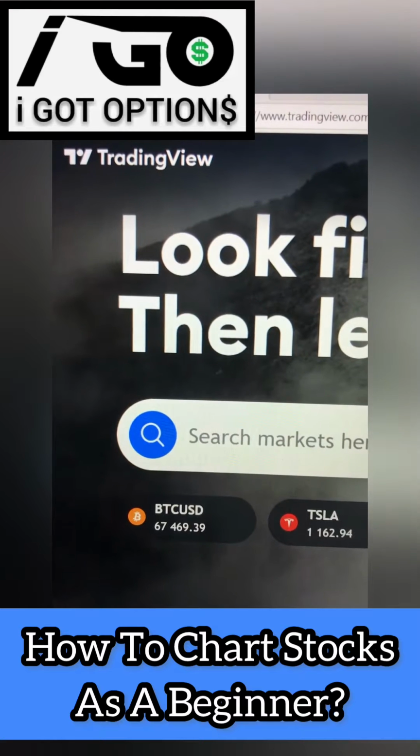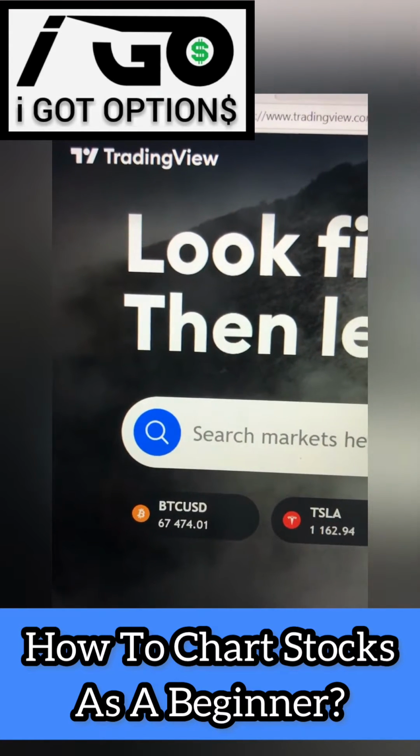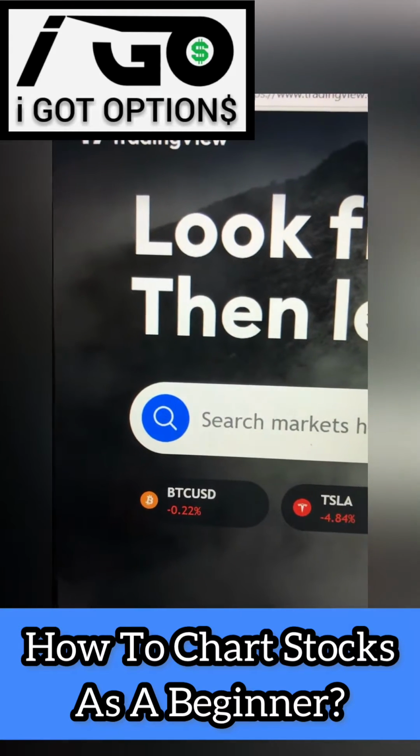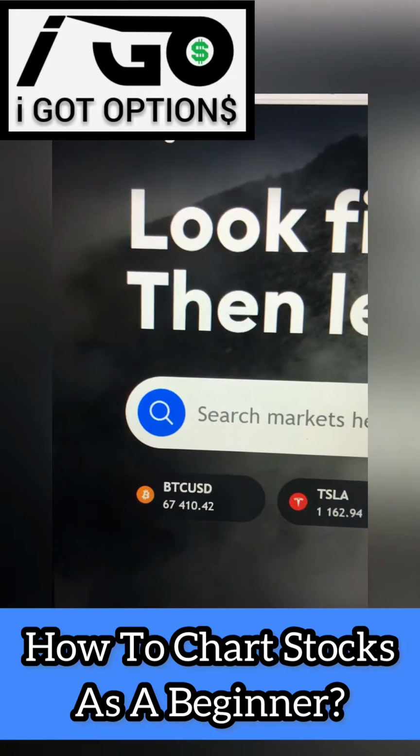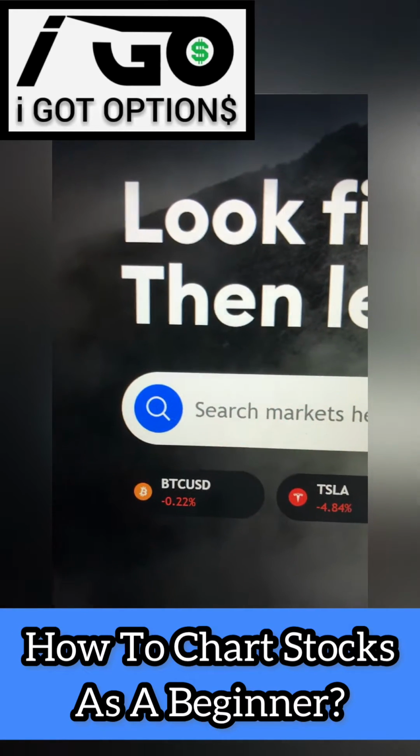How to start charting stocks for beginners. Over the past couple of days, I've been having a lot of people reach out to me, expressing their interest in regards to trading and investing, and I've noticed that a lot of these people just want to get a solid understanding of the basics, of the fundamentals.